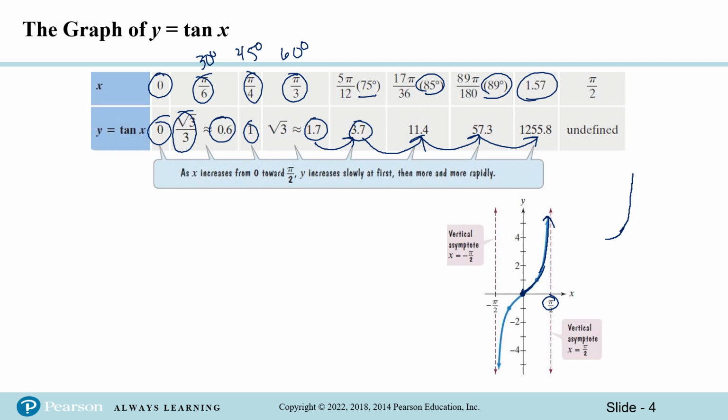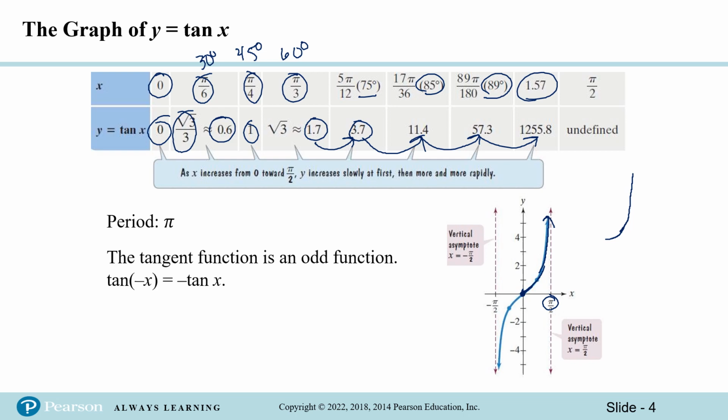And if you look at the negative angles, so negative pi over 6, negative pi over 4, negative pi over 3, the tangent would be negative. And so again, it would get steeper and steeper as we get closer and closer to negative pi over 2. And again, we have another vertical asymptote at negative pi over 2.